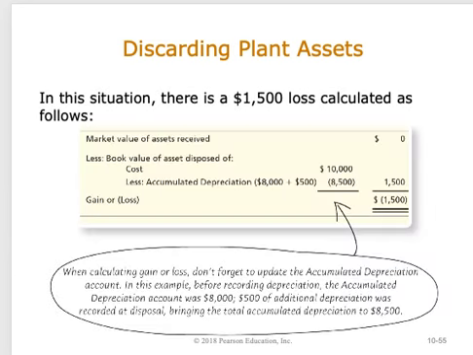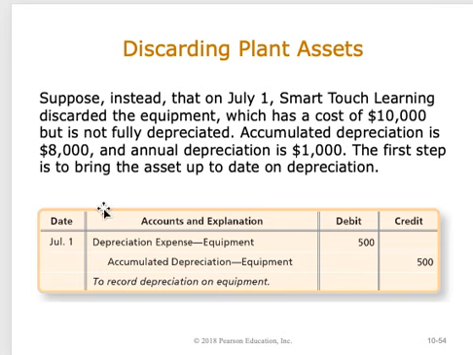So what's happening here? Okay. What happens next is July 1st, half a year has happened. Step number 1, remember, is to record the depreciation to make sure it's up to date. So on July 1st, we record 1/2 of 1 year's depreciation for this equipment. It's $1,000 per year, so we know it's $500. So you debit depreciation expense, credit accumulated depreciation, equipment. At that time, the accumulated depreciation will go up to $8,500.